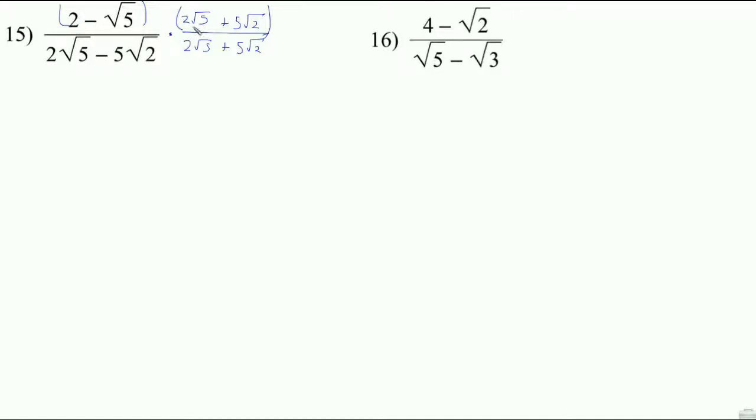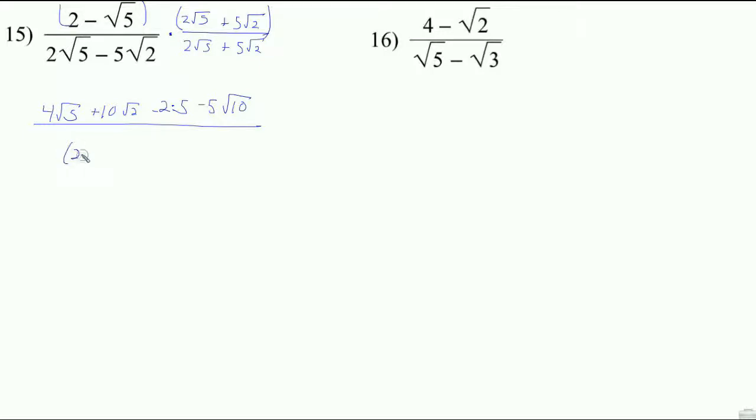Now we have to do multiplication up top here. 2 times 2 root 5 is 4 root 5. 2 times 5 root 2 is 10 root 2. And now negative 5 times 2 root 5 is going to be negative 2, but root 5 times root 5 is simply 5. And then root 5 times 5 root 2, again it's negative, so we'll put negative, and this is going to be 5 root 10.